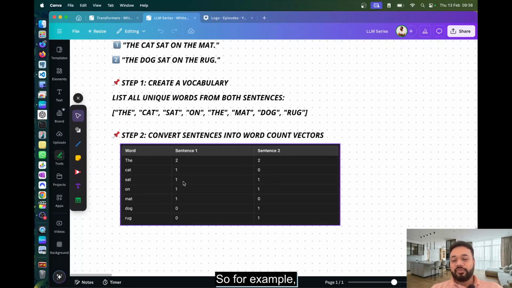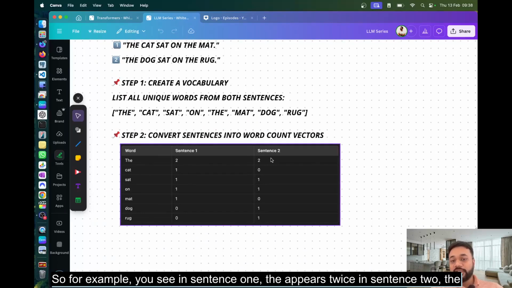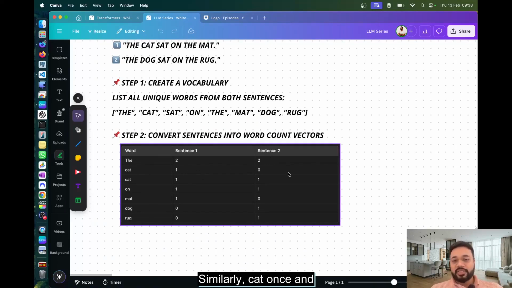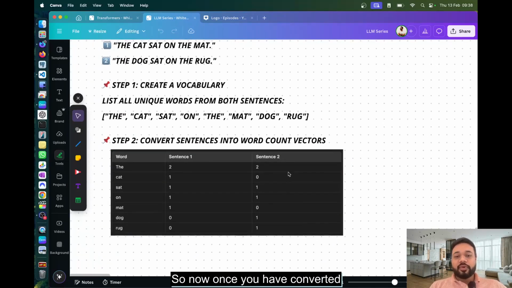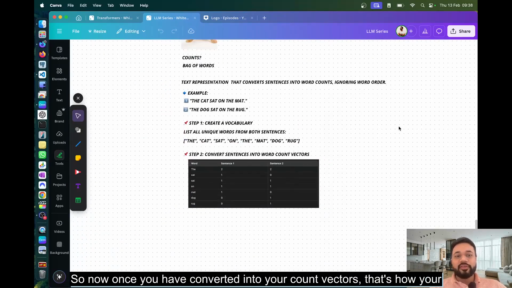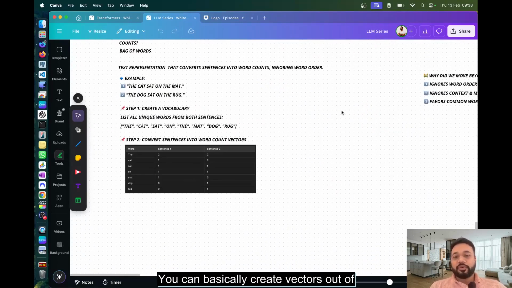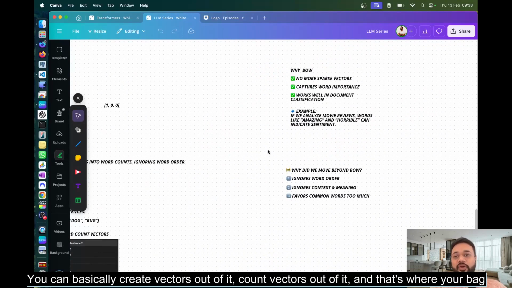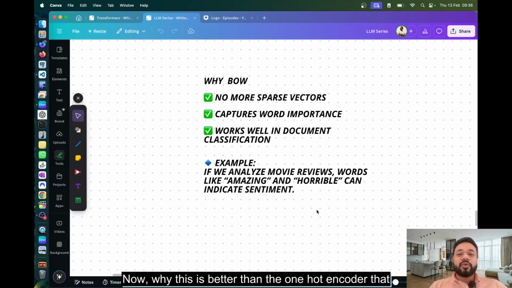So for example, you see in sentence 1 "the" appears twice, in sentence 2 "the" appears twice, similarly "cat" appears once, and in sentence 2 it's 0, and so on. So once you have converted into your count vectors, that's how bag of words comes into the picture. You can basically create count vectors out of it, and that's where bag of words comes into play.